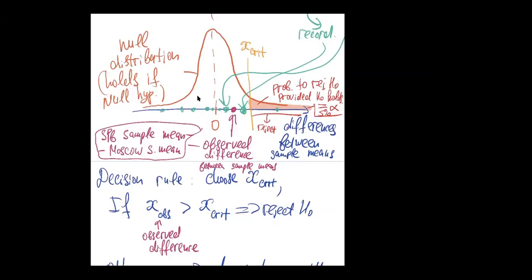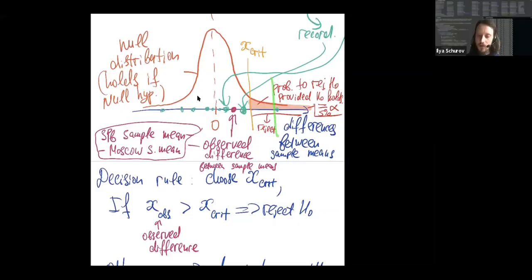If you put it here, your test will also be correct. I mean that the probability to make a type 1 error will again be less than 5%, but it will not be as sensitive as the test with this x critical.